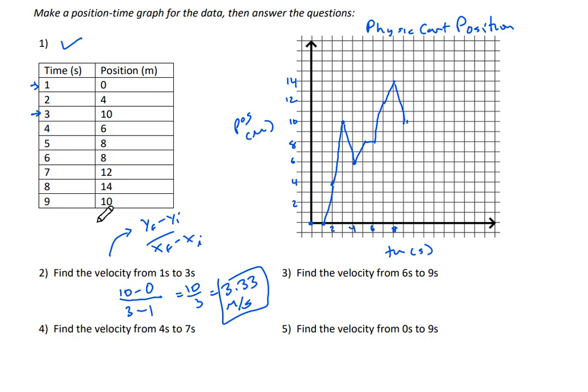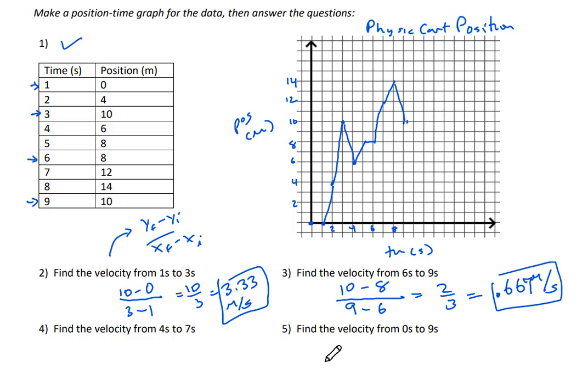Find the velocity from 6 to 9. So that would be from here to here. So at the bottom, I end up at 9, started at 6, and then my position was 10, and I started at 8. So that's 2 over 3. So that is 0.667 meters per second.